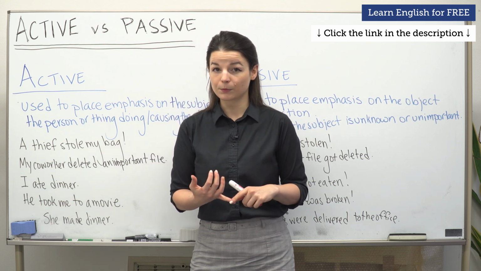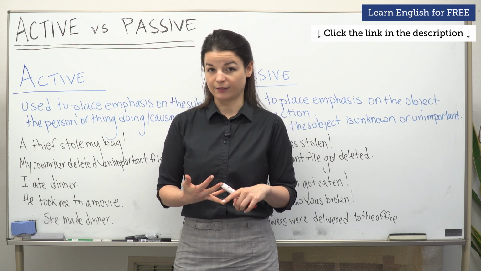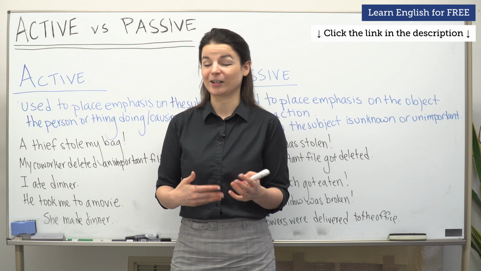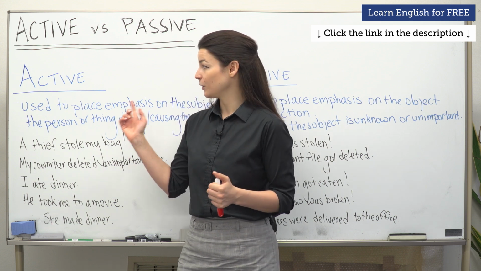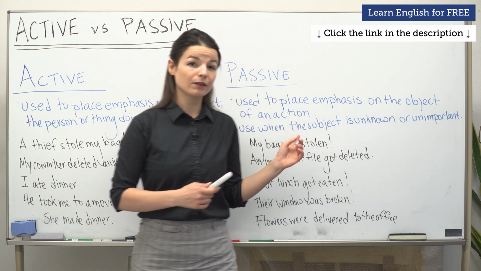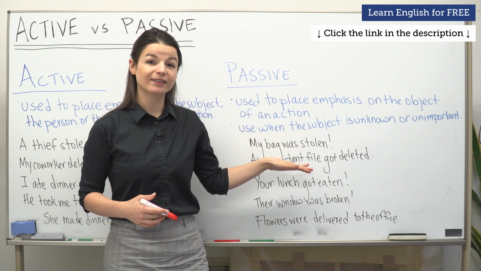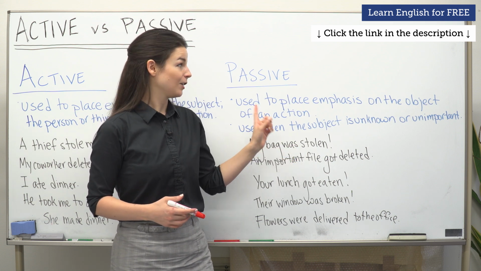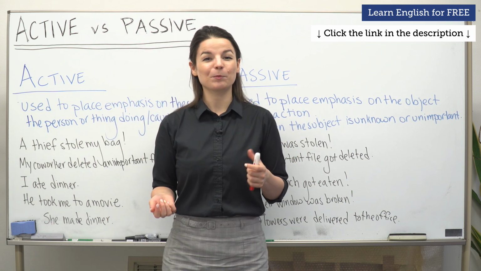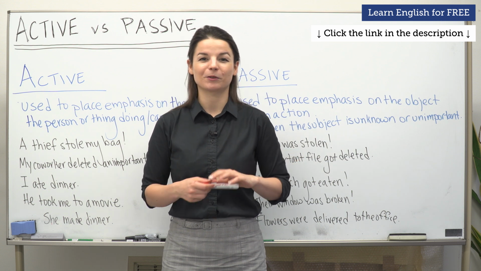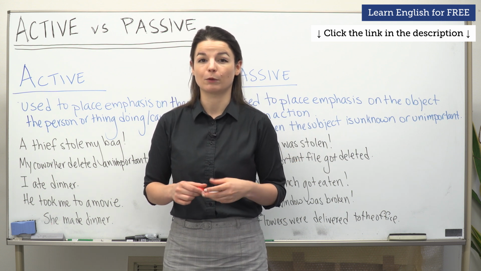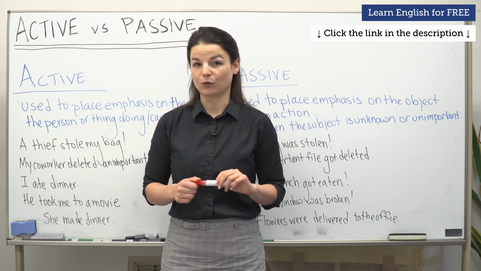If it's a known subject, or if you want to emphasize that subject more strongly than the item receiving that action, use the active voice. If you don't know the subject, or if you want to emphasize the object of the action, use the passive voice. I hope that those were a few helpful ways to help you remember how to use active voice and passive voice.